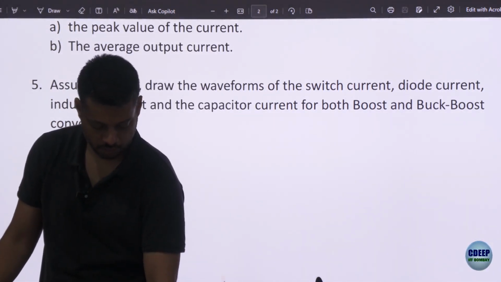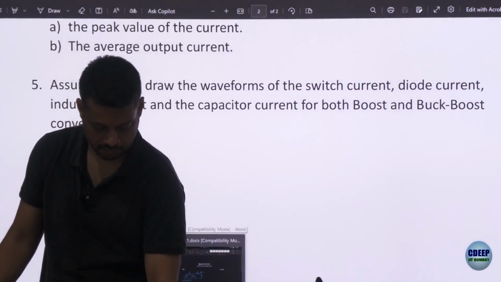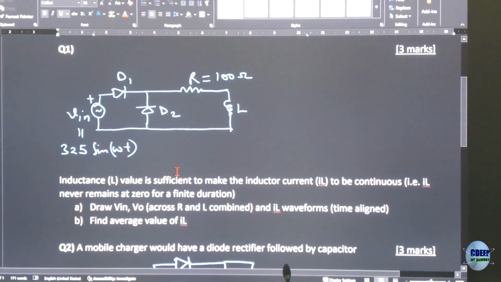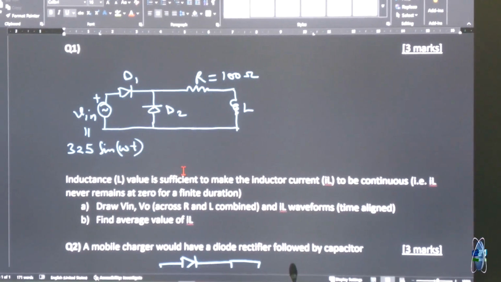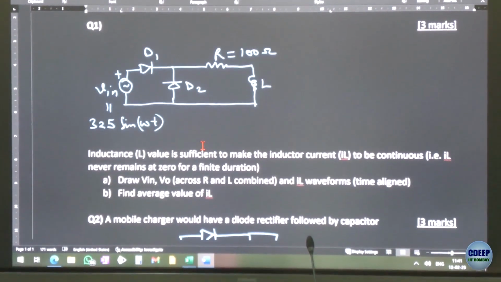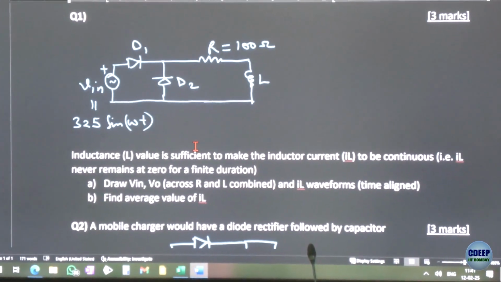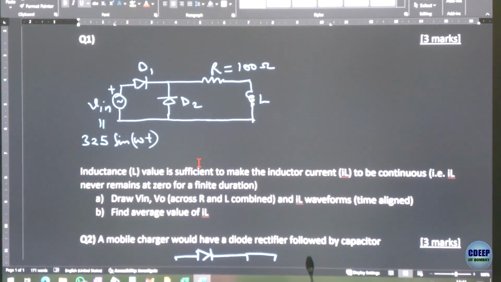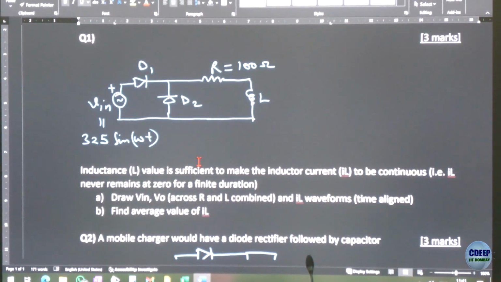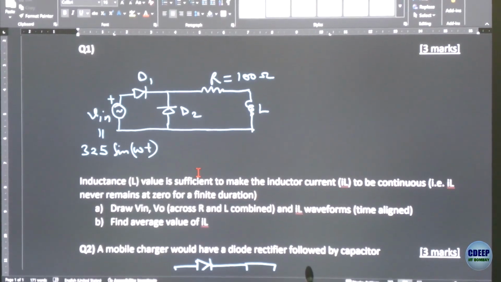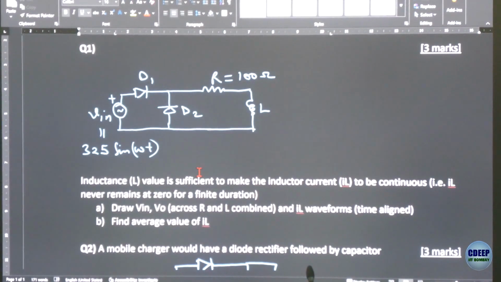Okay, then let's move to the quiz questions. Quiz 1 questions. Question number 1, you have been given a diode rectifier. Inductor value is sufficient to make the inductor current continuous. That means IL never becomes equal to 0 for a finite duration. Draw the input voltage, output voltage across R and L together, and the inductor current waveform on the same axis, right?